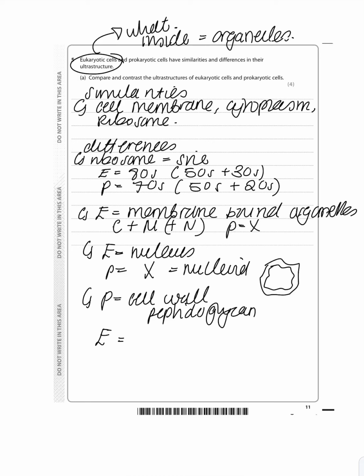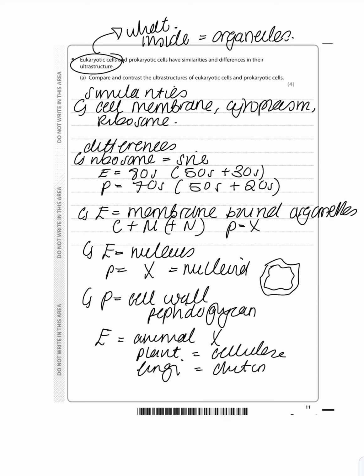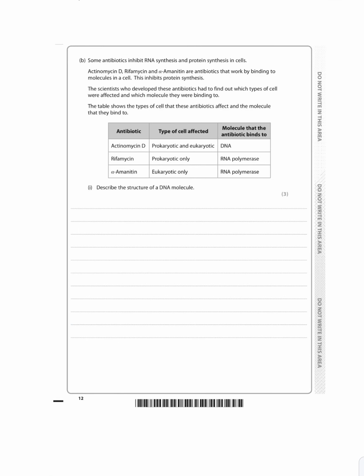So we know that animal cells don't have a cell wall. Plant cells do, but here it's made out of cellulose. Fungi have a cell wall, but it's made out of chitin. And that's it. So, moving on.